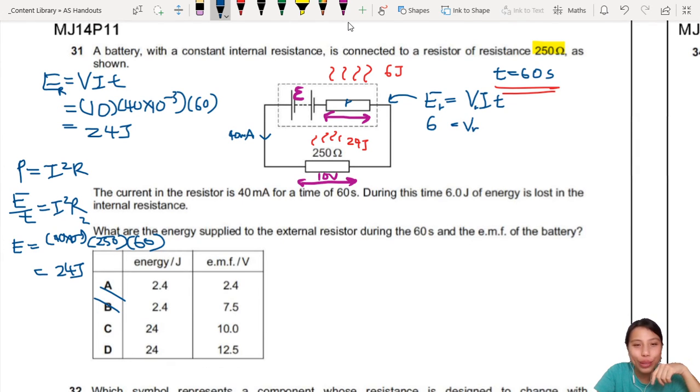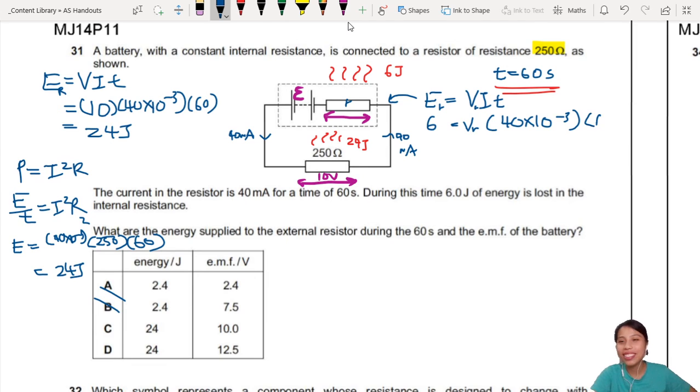We know the current is 40 milliamps. Still the same thing. So let's put 40 milli. And we know time, right? 60 seconds. So we can find the potential drop across that internal resistance bit, which is, let me divide it real quick, 2.5. Okay, 2.5 volts. Now, if you get overexcited and say, oh, 2.5, so the answer is 2.5, no.